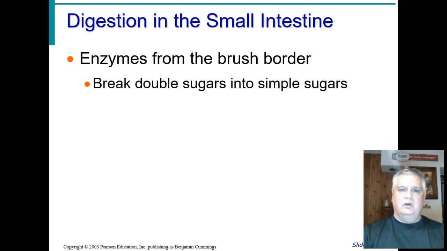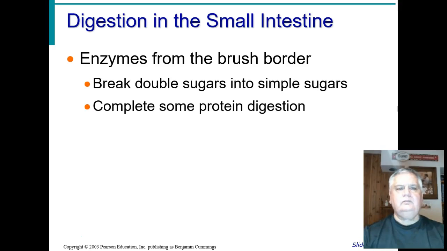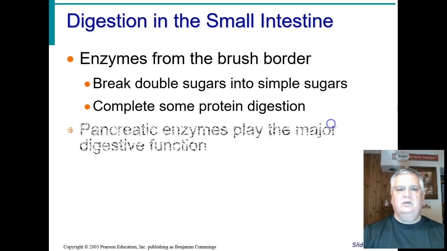We had our starches, our complex carbohydrates, broken down into these double sugars. Now these double sugars are going to pass through the stomach in the chyme. They're going to enter the small intestine. Enzymes are going to enter, and they're going to break those double sugars like maltose down into simple sugars like glucose and fructose. There are also enzymes from the brush border that are going to help to complete some of the protein digestion. So protein digestion essentially begins in the stomach, but that's not where it ends. It's going to continue in the small intestine.